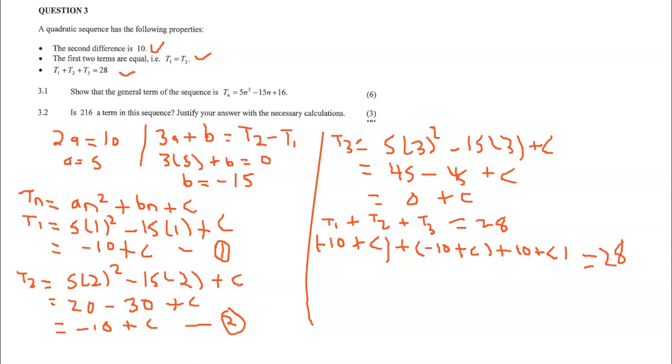So now let's just simplify it. In terms of numbers, we're going to have negative 10 minus 10, that will give us negative 20. And then c is going to be c plus c plus c, that will give us 3c.